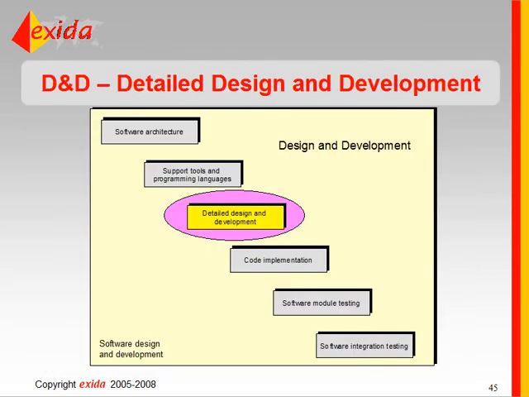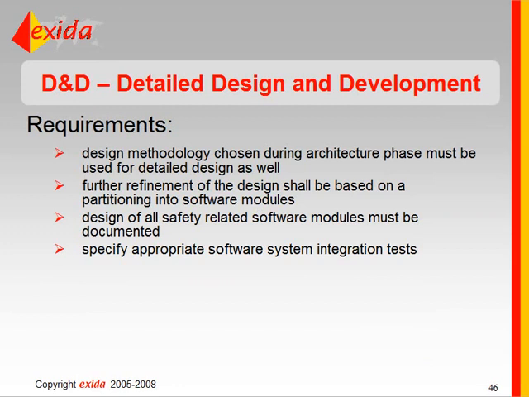All right, detailed design and development is essentially where you take the software architecture and continue breaking down the software into further refinement, into software modules, your lowest level modules or functions. You want to use a modular approach, and make sure the modules are small enough to be easily understood and easily tested. The design of the modules must be documented, and you document software integration tests at this point.